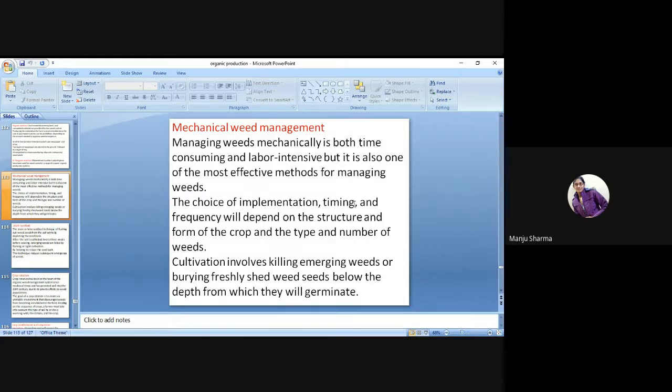So in mechanical weed management, basically there is the cultivation, which involves burying emerging weeds or freshly seeded weed seed below the depth from which they will germinate.